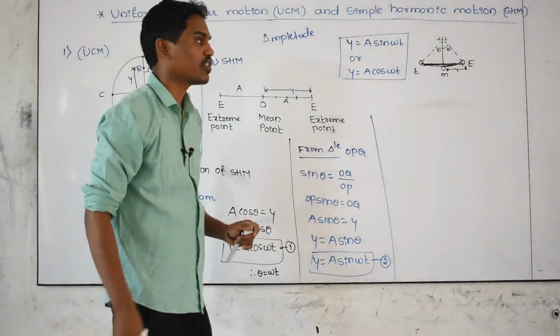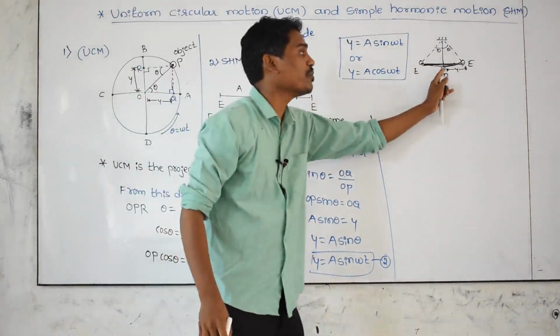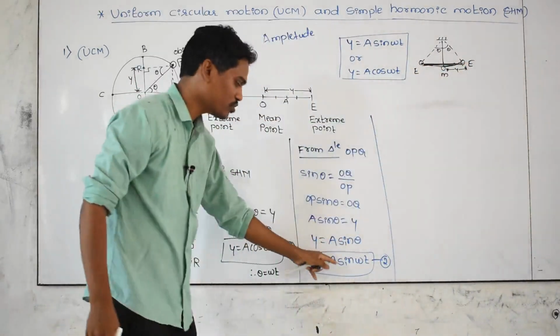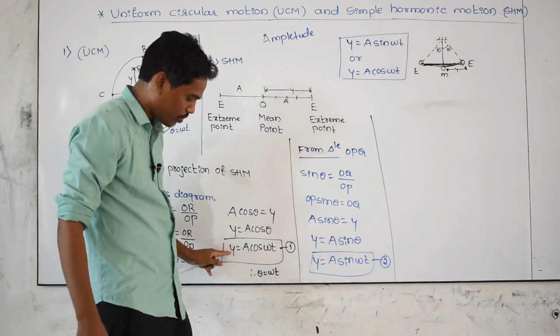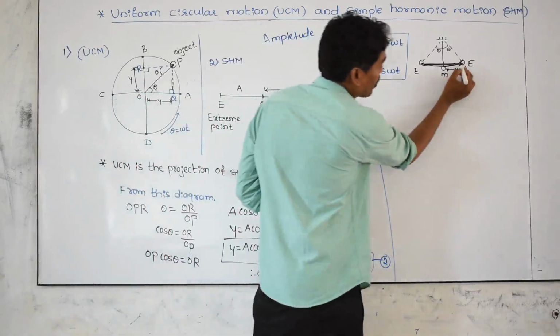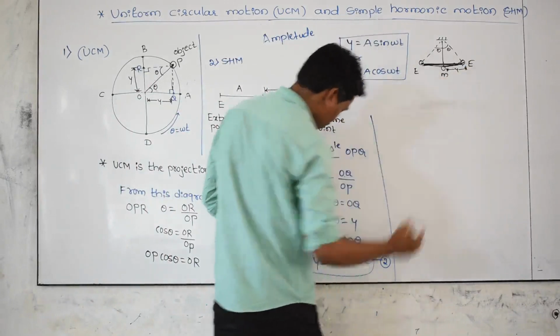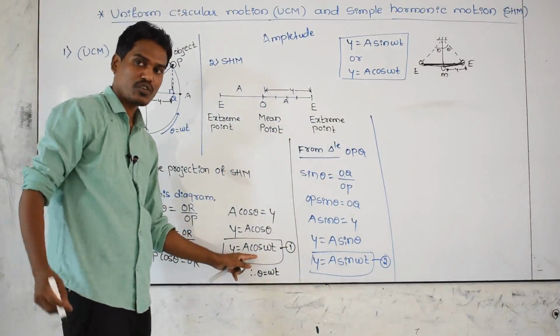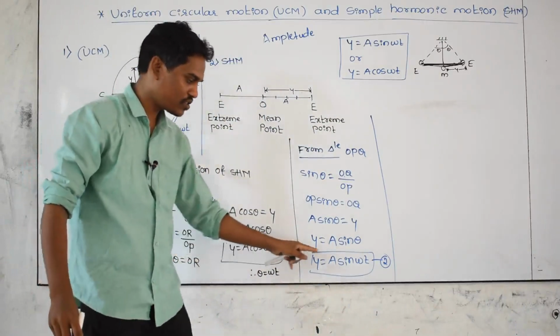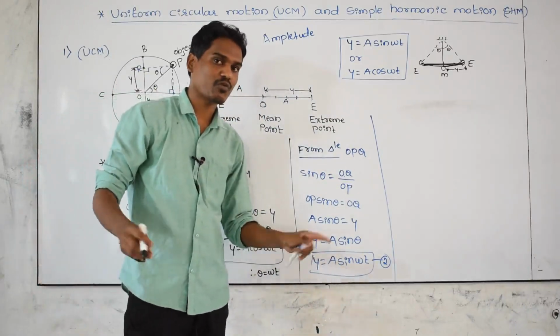If you want to find out the displacement of the object from the mean point, then you use this equation. If you want to find out the displacement y from the extreme position, then you can use a cos function. This is also an equation of simple harmonic motion when you use it, and this is also an equation of simple harmonic motion when you use it.